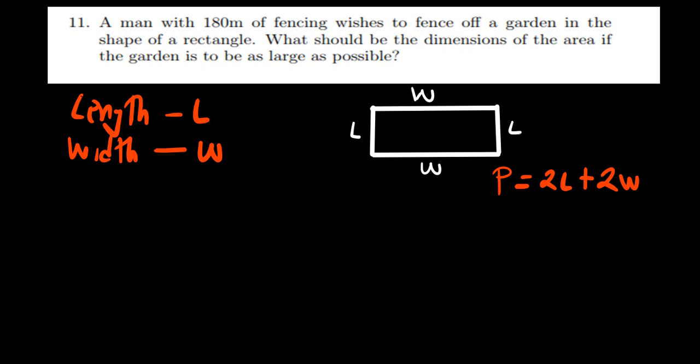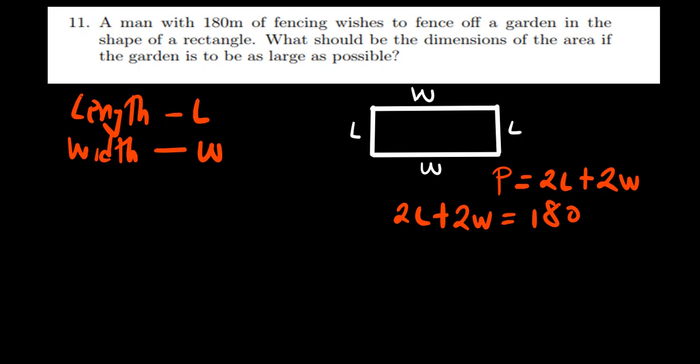Okay, so now they're saying a man with 180 meters of fencing wishes to fence off a garden. So he already has a fence of 180 meters. Now he just wants to fence this garden. So the perimeter, therefore, is 180. Okay, so we're going to say 2L plus 2W is equal to 180.